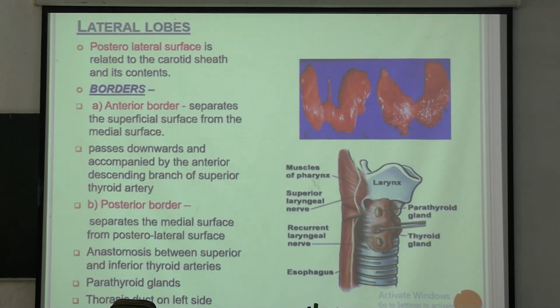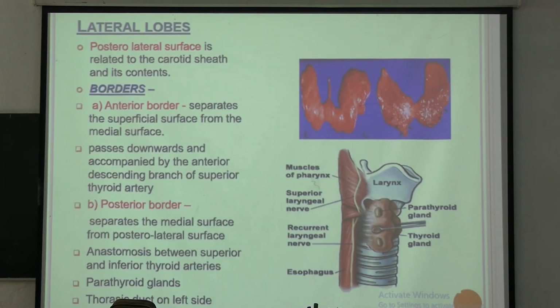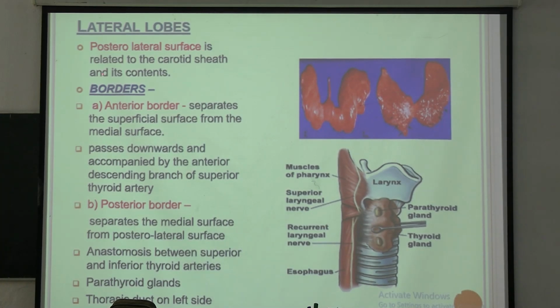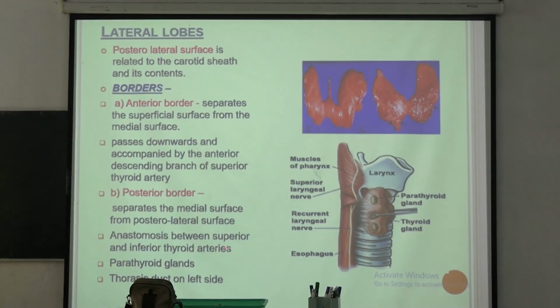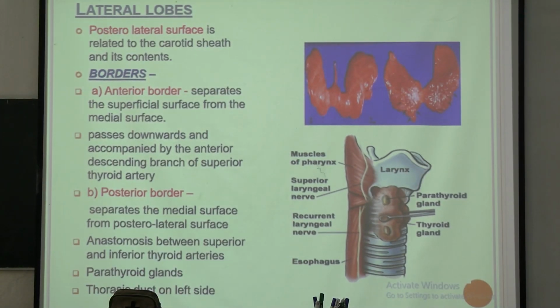Now, lateral lobes. Posterolateral surface is related to the cricoid sheath, carotid sheath and its content. Borders: anterior border separates the superficial surface from the medial surface, passes downwards and is accompanied by the anterior descending branch of superior thyroid artery. Posterior border separates the medial surface and posterolateral surface, and has association between superior and inferior thyroid arteries, parathyroid glands, thoracic duct on the left.